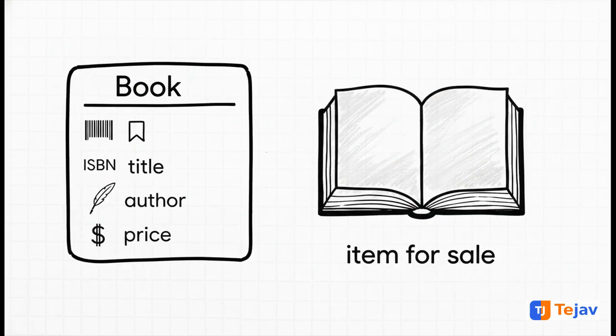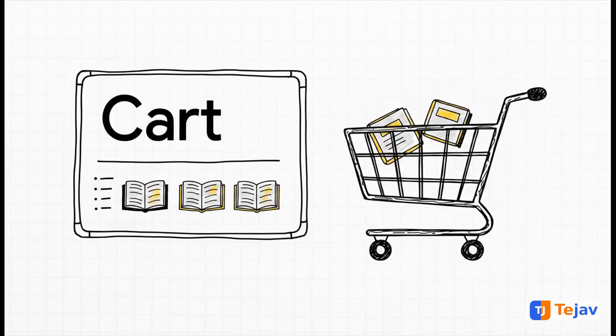And of course, a bookstore needs books. So let's make a book class. This would have properties like an ISBN number, title, author, and price. Simple enough, right? This is the product our user wants to buy. So, where do the books go before the user buys them? Well, into a cart, right? The cart class is basically just a container. Its main job is to hold a list of all the book objects that a user has decided they want.